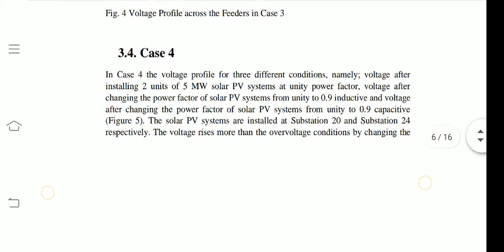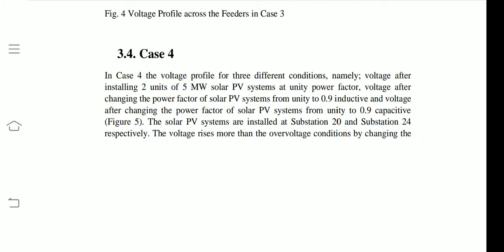Case 4. In case 4, the voltage profile for 3 different conditions is shown, namely voltage after installing 2 units of 5 megawatt solar PV system at unity power factor, voltage after changing the power factor of the solar PV system from unity to 0.9 inductive, and voltage after changing the power factor of the solar PV system from unity to 0.9 capacitive.